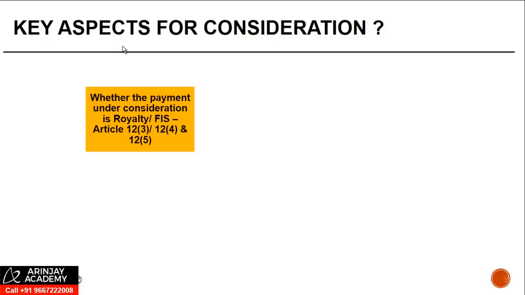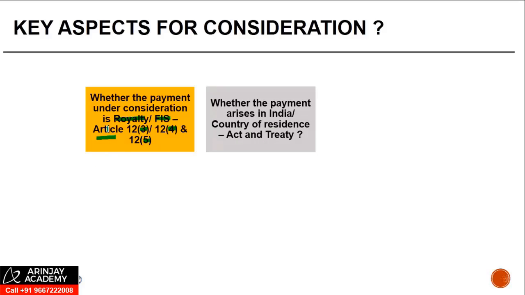So what are the key aspects which come up for our consideration? The first thing is, since the taxation is of royalty and fee for included services, you need to identify whether the payment under consideration actually constitutes royalty or FIS. And for this, the answer normally comes from Paragraph 3, 4 and 5 of Article 12. Second is whether the payment arises in India or the country of residence or a third contracting state, right?